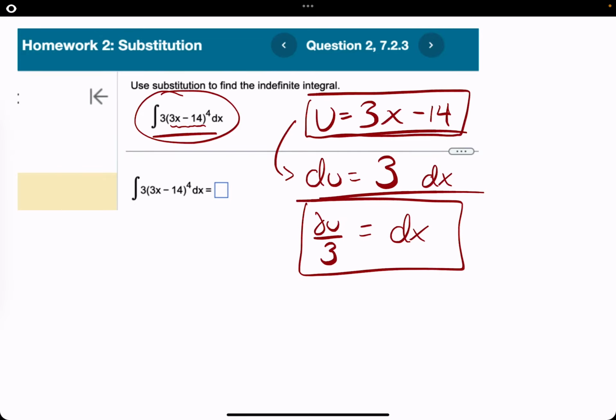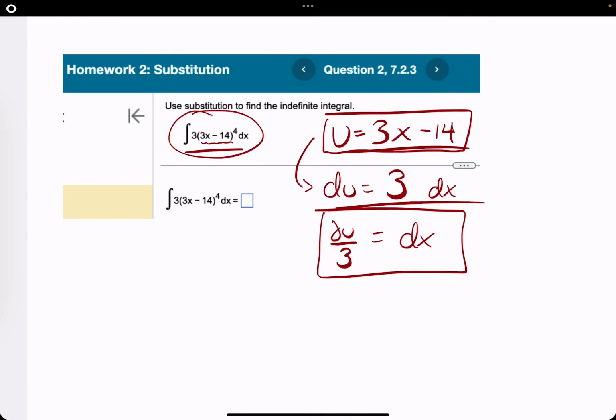Once I have my u and my dx, I typically then make the substitutions into the original integral in order to rewrite the original integral. 3 on the outside stays, but we know that 3x minus 14 is u.